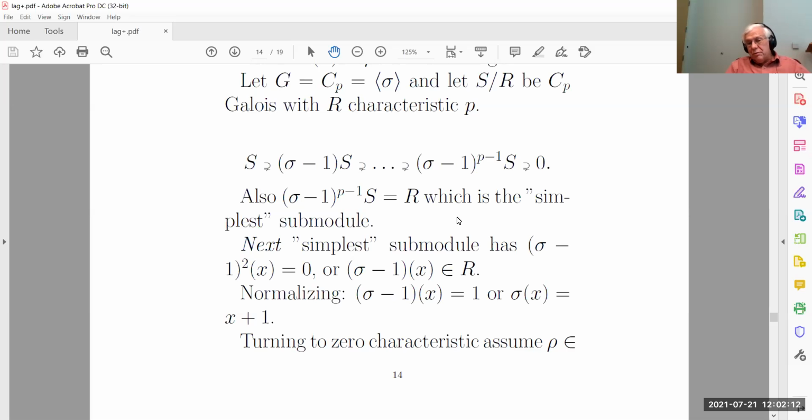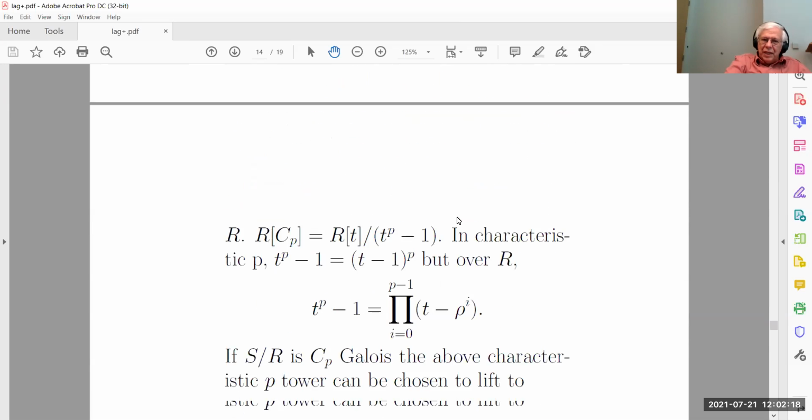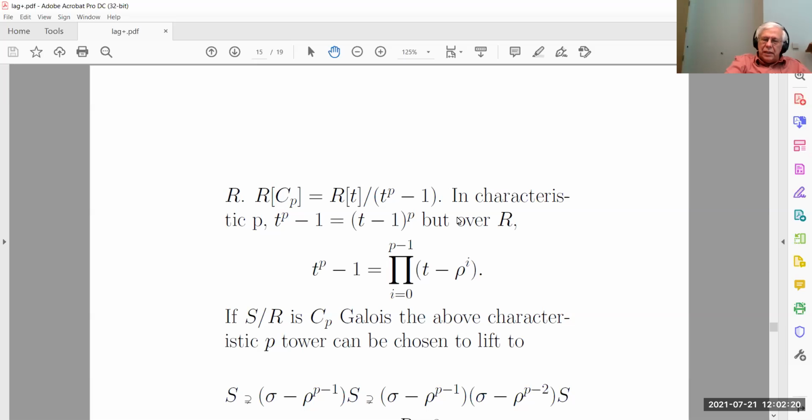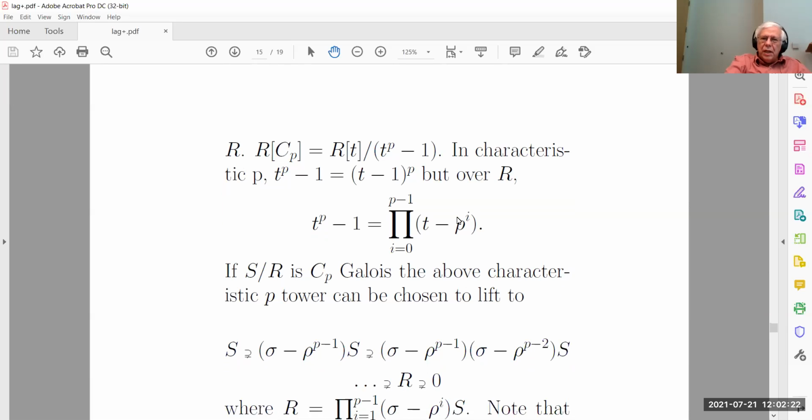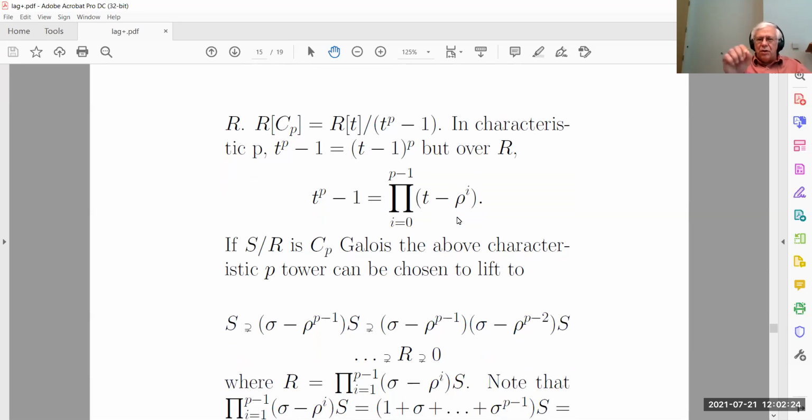So that's why that's a natural relationship. But now we can look at it in characteristic 0. Now R[T] modulo t to the p minus 1, which in characteristic 0 over the cyclotomic ring is the product of (t minus rho to the i)'s, not (t minus 1)s.